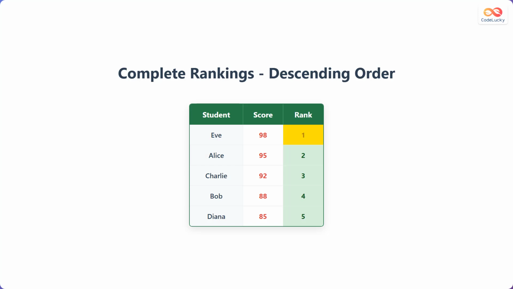Let's take a look at the complete ranking of student scores in descending order using the RANK.EQ function. The table lists the student's name, their score, and their corresponding rank. Eve has a score of 98 and is ranked 1. Alice has a score of 95 and is ranked 2. Charlie has a score of 92 and is ranked 3. Bob has a score of 88 and is ranked 4. Diana has a score of 85 and is ranked 5.